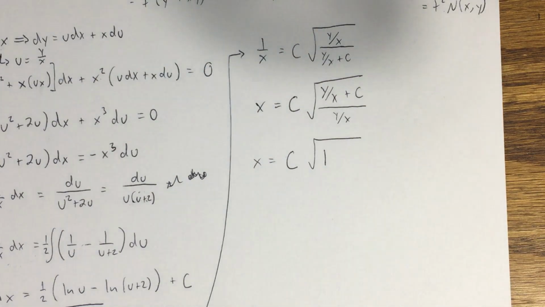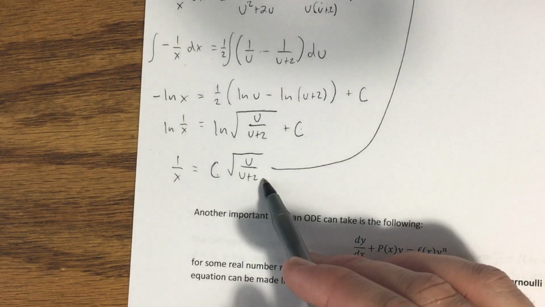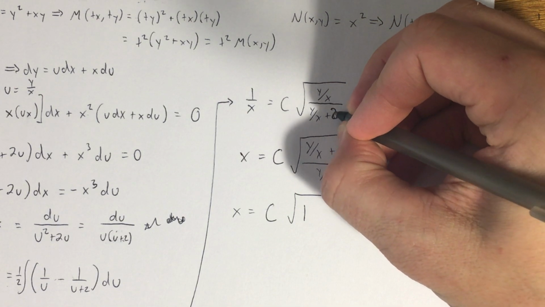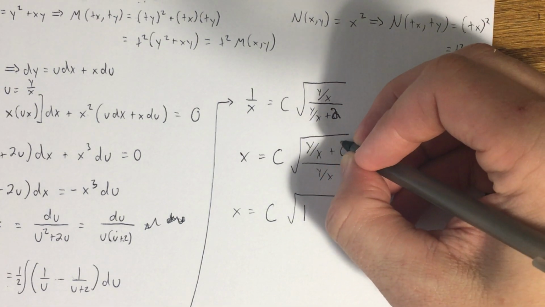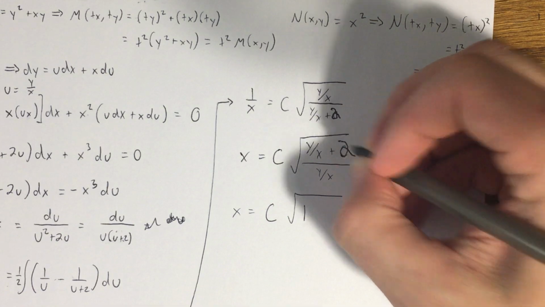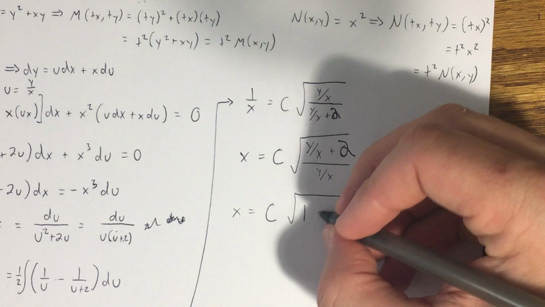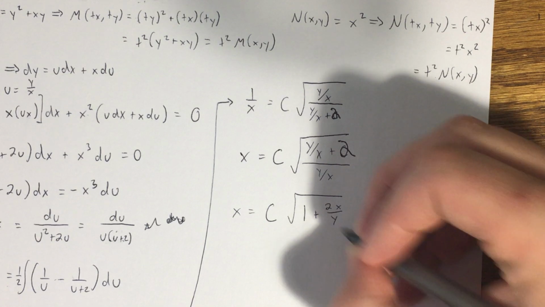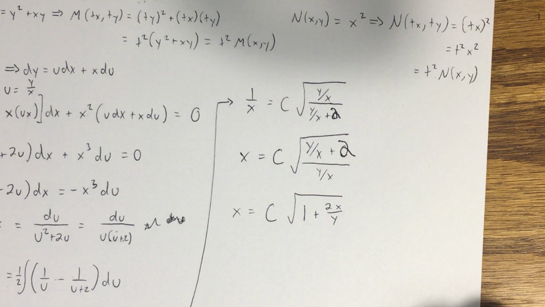sorry, I just realized I've been turning my 2 down here into a c right here. I don't know why I did that, so I have to try and change that. That should look like a 2. Okay, this becomes 1 plus 2x over y.